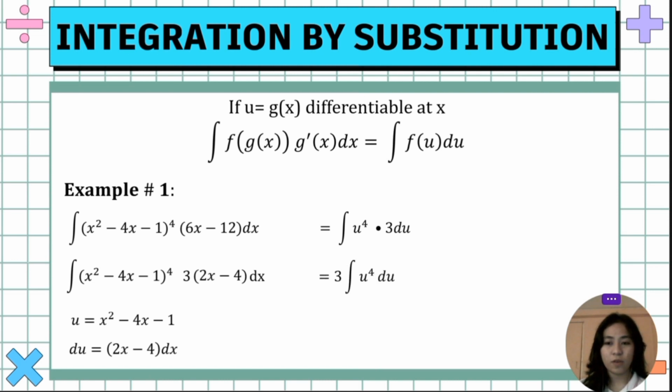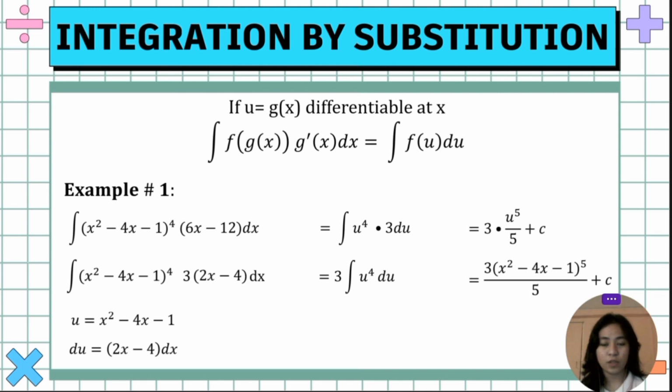We move 3 to the front as it is a constant. Then we integrate u raised to the 4th power, so it becomes u raised to the 5th power over 5 plus c. Finally, we substitute x squared minus 4x minus 1 to the equation, which we mentioned earlier was our u, and this is our final answer.